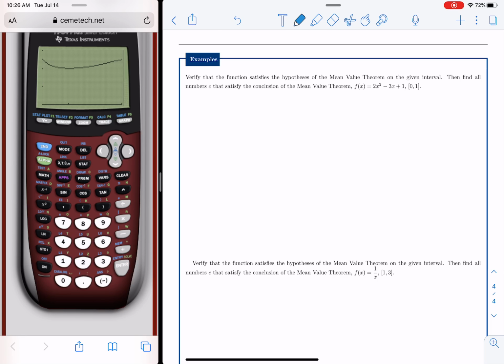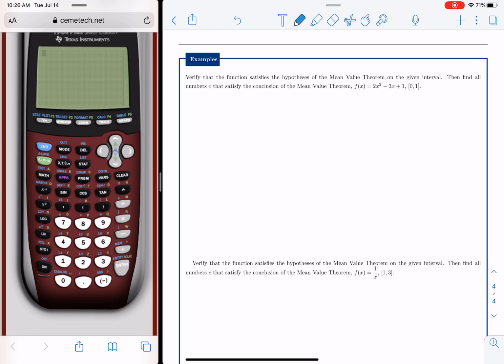So here is an example where we have to verify our mean value theorem. So what does the mean value theorem state? The mean value theorem states that if f of x is continuous and if it is differentiable, there has to be a number c which would satisfy f of b minus f of a divided by b minus a. So that should equal f prime of c.